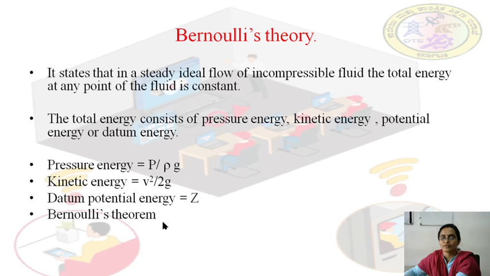Then according to Bernoulli's theorem, P by rho g plus Z plus v squared by 2g is a constant, since the energy is the sum total of pressure energy, kinetic energy, and potential energy. Potential energy is also called datum energy.